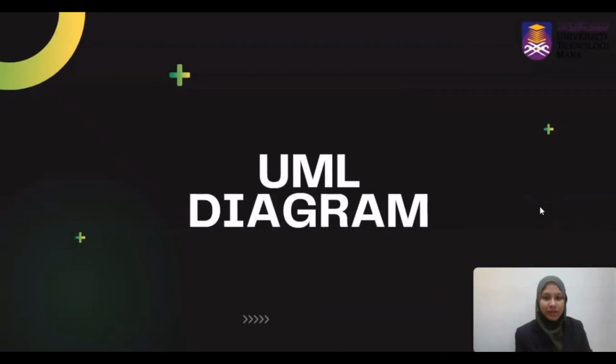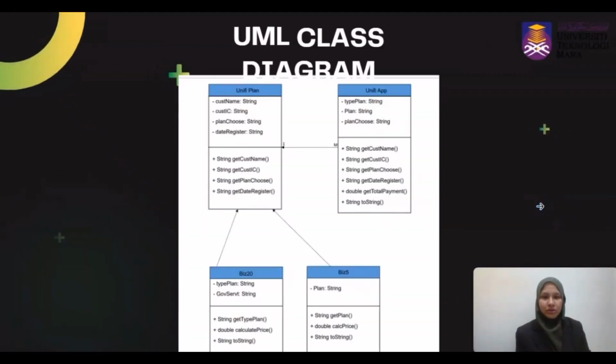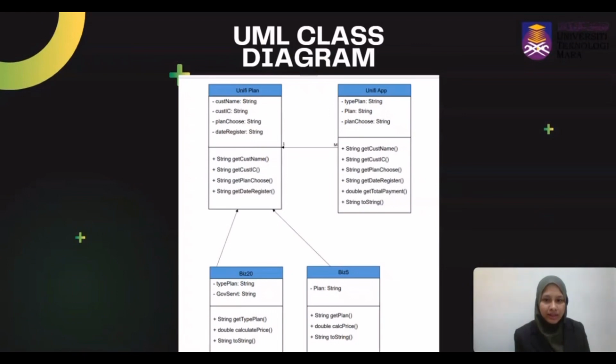Now I want to explain about the UML diagram. So this is our UML class diagram. There are 4 classes, which are Unified Plan, BIS20, BIS5, and Unified App. For attributes of Unified Plan, we have 4, which are cust name string, cust IC string, plan choose string, and date register string. For methods, we have 4, which are string get cust name, string get cust IC, string get plan choose, string get date register.